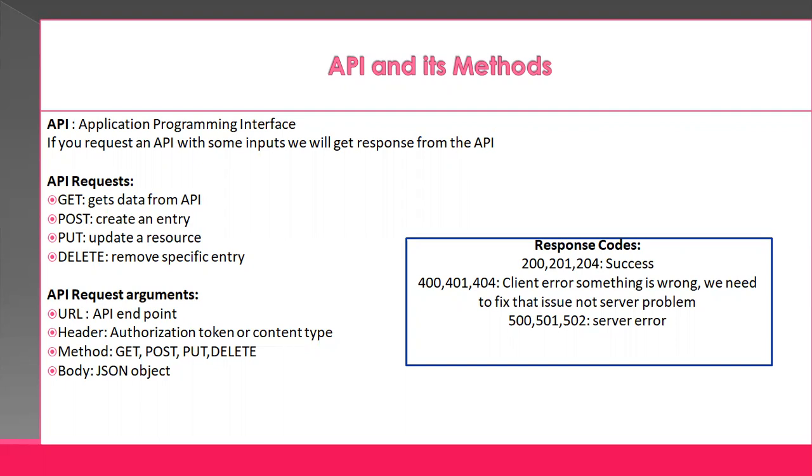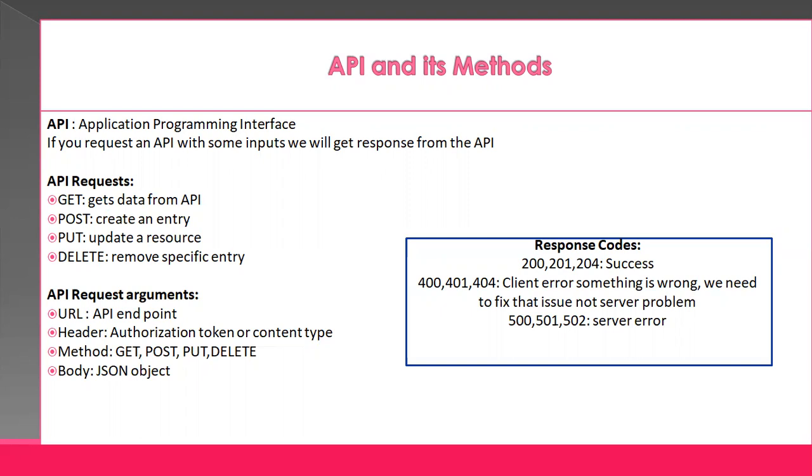Moving on to post, post is used if you want to create a new entry. So it means I just want to create a new user, I just want to create a new record. All those things you can do using a post. Moving on to put, basically, if there is any existing record, and you want to update that existing record, you need to use this put method.